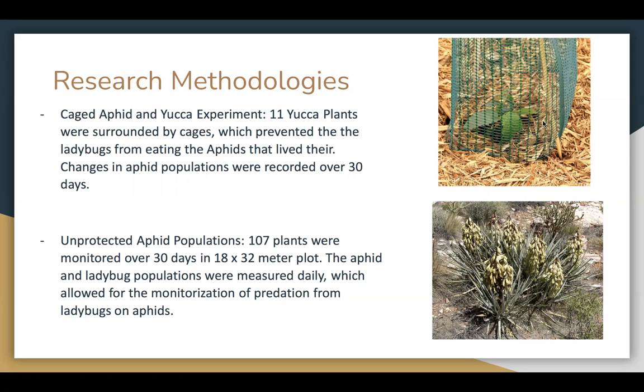The unprotected aphid population, as well as the ladybug populations, were recorded in late May and late June of 2007. Aphid and ladybug populations were recorded on 107 different yucca plants and in this 18 by 32 meter plot of land. This plot was located within a 56 hectare yucca stand, as we mentioned before, in the city of Colorado Springs. Similar to the previous study, this data was collected over the course of 30 days, where the aphid and ladybug populations would be counted on each yucca plant for every day of the experiment. It was then also compiled in Excel, where scatter plots of population and metapopulation versus time are created.